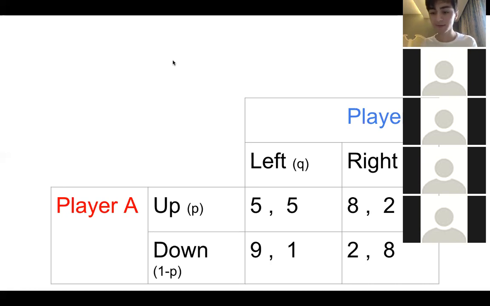I've been reading the wrong payoffs. Oops. Excuse me. Let me redo that. So if player A goes up, player B goes left, so then it's 5 times Q. If player A goes up again and player B goes right with 1 minus Q, there's a payoff of 2, not 8. I read the wrong one. So then it's 2 times 1 minus Q. If player A goes down, player B goes left with Q probability and gets a payoff of 1, so just 1Q. And then again, if player A is going down, if they go right with 1 minus Q probability, they'll get a payoff of 8. So it's 8 times 1 minus Q.